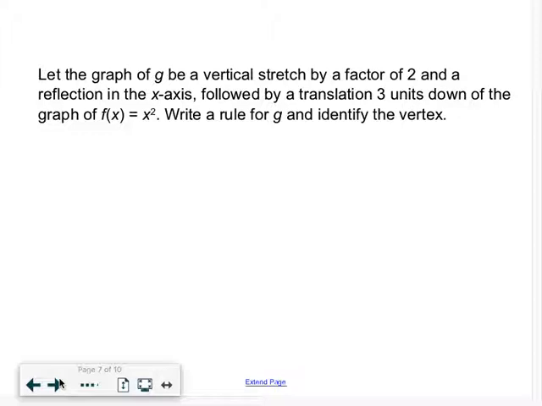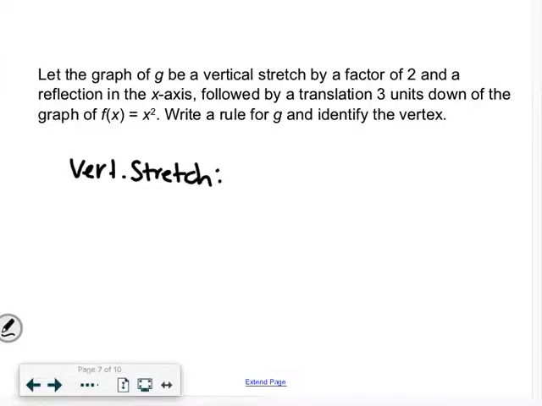Let the graph of G be a vertical stretch by a factor of 2. Think about where that goes. And a reflection in the x-axis. Think about what that looks like. Followed by a translation 3 units down of the graph of f of x equals x squared. Write a rule for G and identify its vertex. Write an equation.